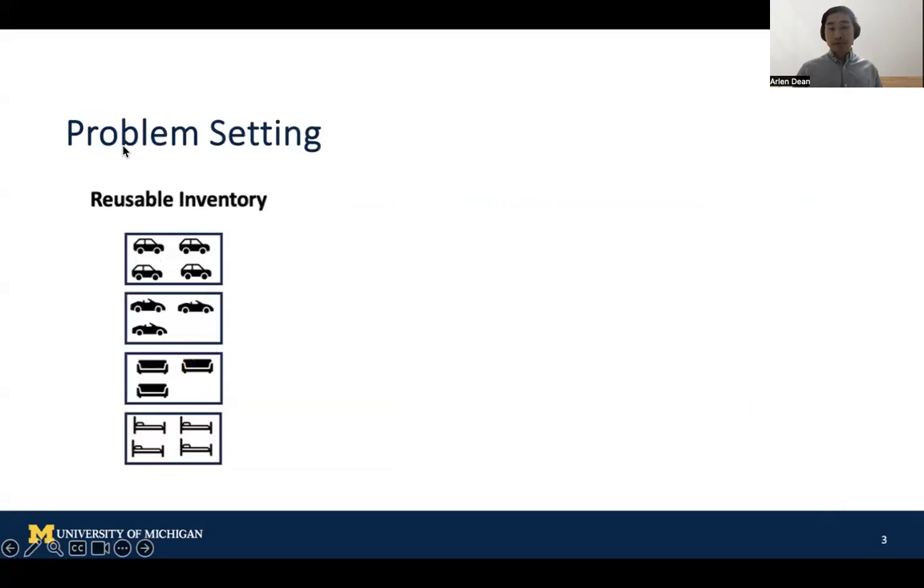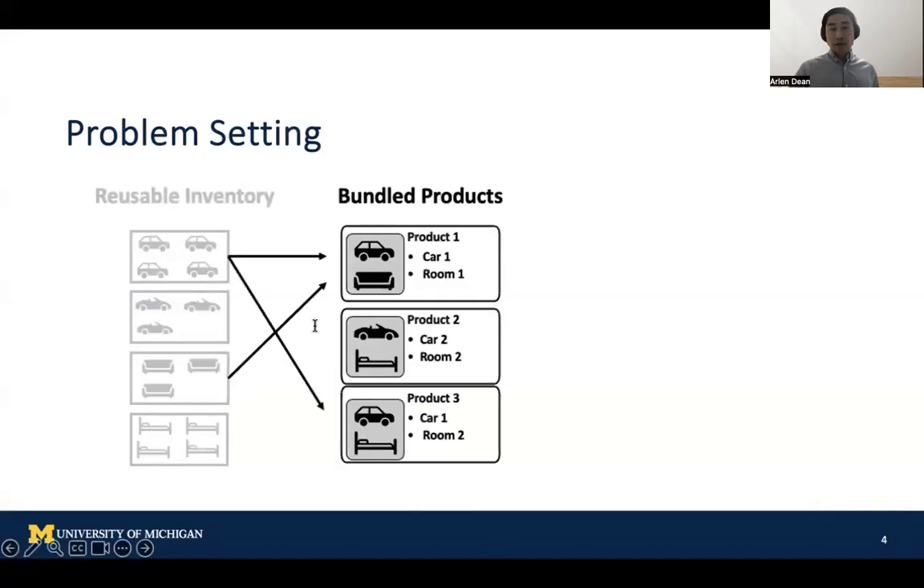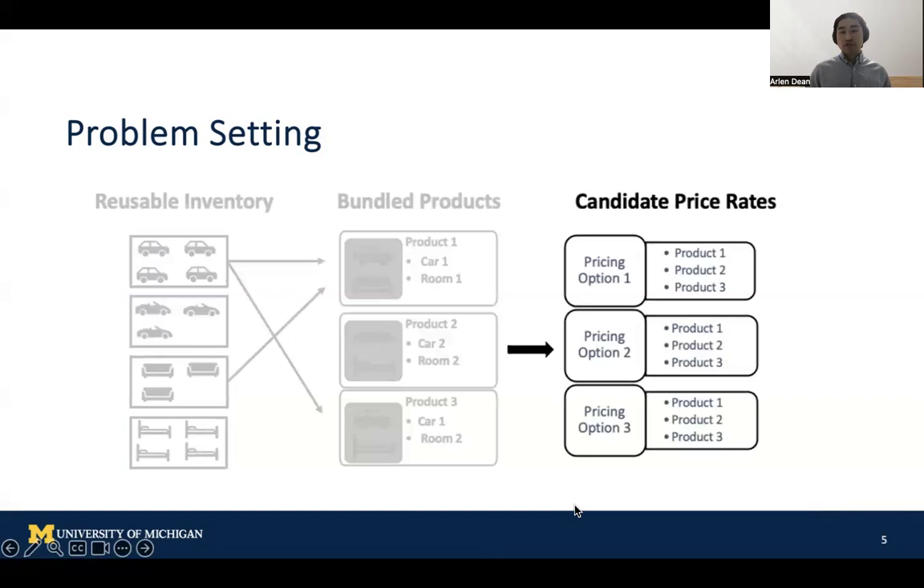In our paper, we specifically consider a firm that has an inventory of varying types of reusable resources. And from these reusable resources, the firm can group them to form different product bundles to be rented. And with each bundle, the firm can have a set of candidate price rates, which customers are charged for every period the product is used.